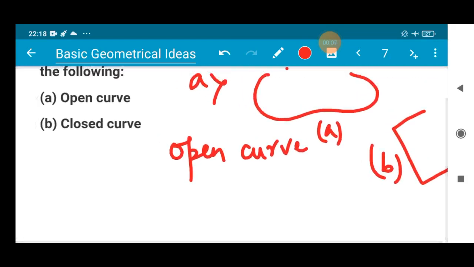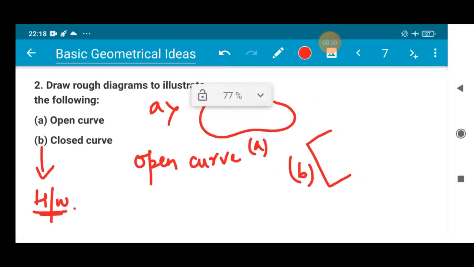So the last one, question number B, you have to draw the closed figure. So a variety of examples I have given you, right? So I want you all to do this as a home assignment. Kindly do it. Wherever you have a problem, you can share with me. Feel free to share with me.